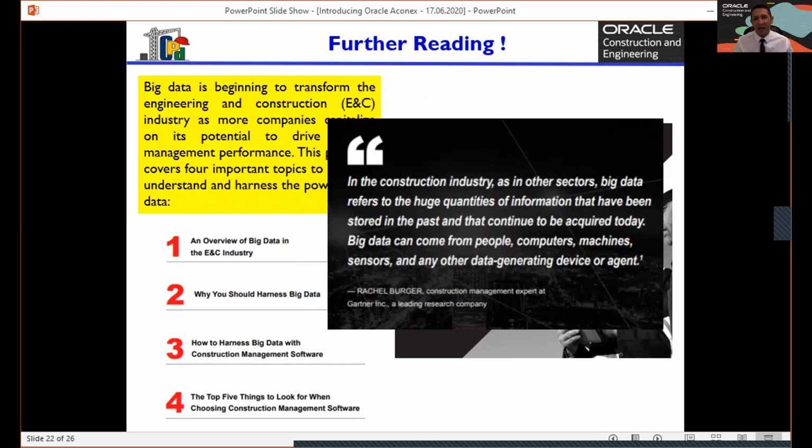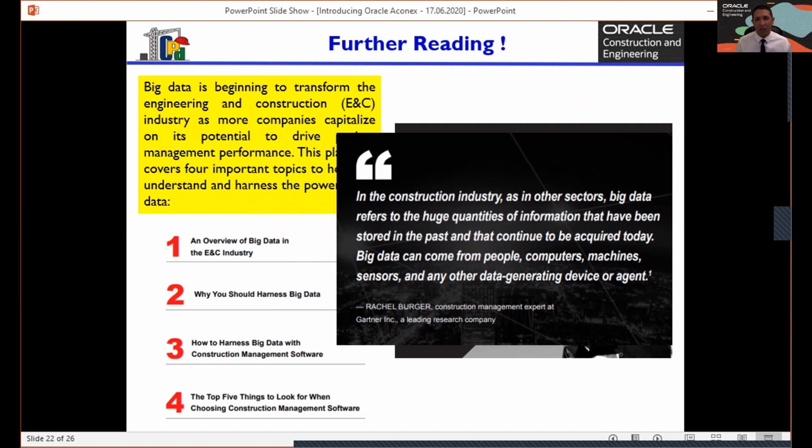So again, as Rachel Berger, construction management expert at Gartner, a leading research consultancy, goes on to say, in the construction industry, as in any other sector, big data refers to the huge quantities of information that have been stored in the past and that continue to be acquired today. So big data can come from people, computers, machine centers, and other data generating devices or agents.